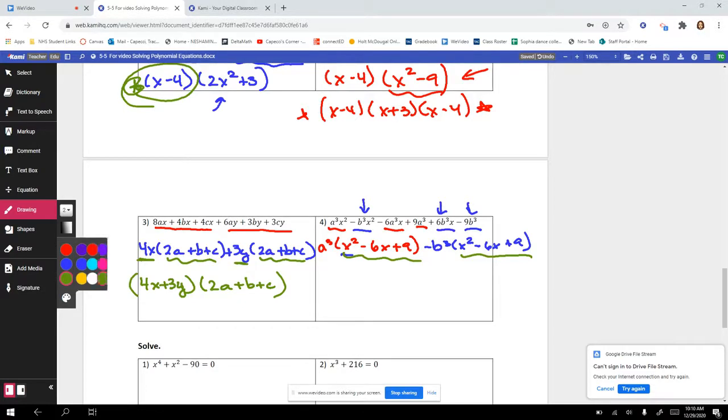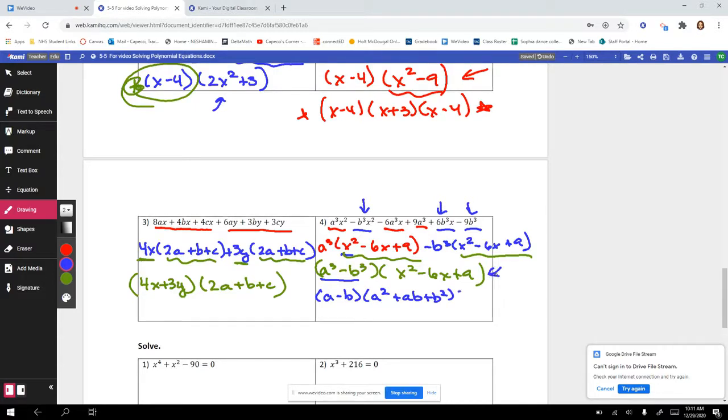Okay, so I'm going to rewrite. I have a cubed minus b cubed, and then I have times x squared minus 6x plus 9. Now this has a lot of factoring we can do, right? This is a perfect cube minus a perfect cube. So this becomes a minus b, and that's a squared plus ab plus b squared. And this last trinomial, we can see if we can factor that as well. And that gives me x minus 3 and x minus 3.